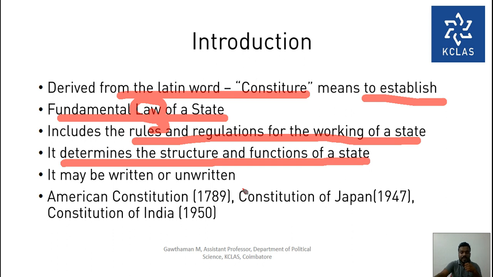That is how it determines the structure and functions of a state. An entire state, for its administrative and governmental activities, depends completely on the constitution, or the set of rules and regulations. It may be written or unwritten in nature. Written means most of its principles and regulations are written in format, and unwritten means most of its rules are drawn from tradition, customs, conventions, and so on.